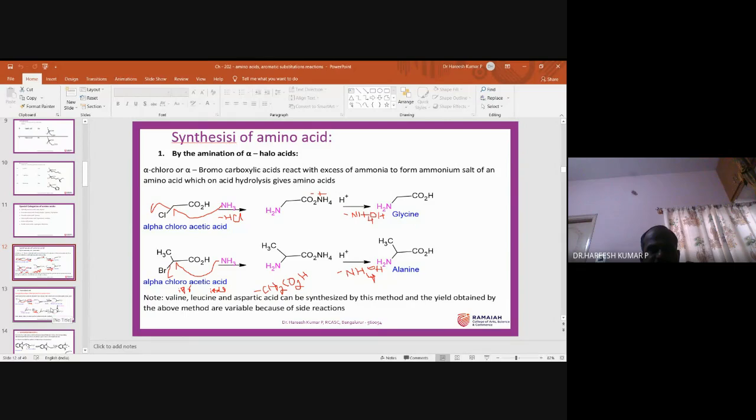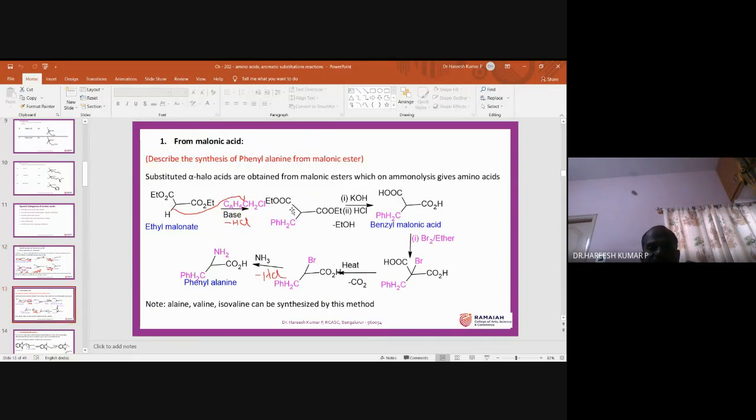One more method is from malonic acid. This is ethyl malonate, meaning malonic acid when esterified with ethanol gives ethyl malonate. This ethyl malonate is treated with an electrophile, C6H5CH2Cl, benzyl chloride. The base captures this proton and forms an anion. That anion reacts with this CH2Cl, and Cl and H will go out, forming a compound like this.